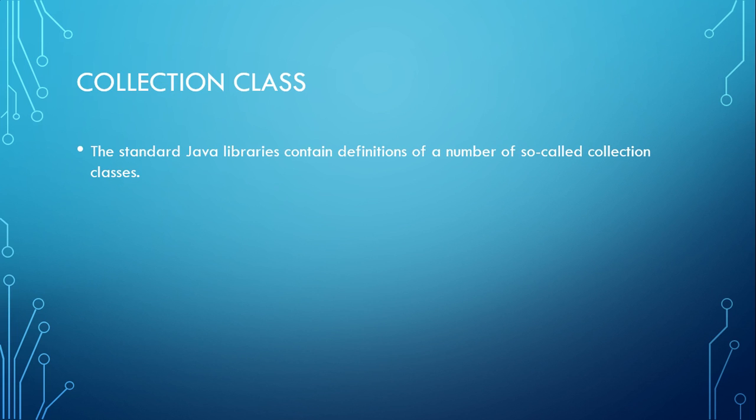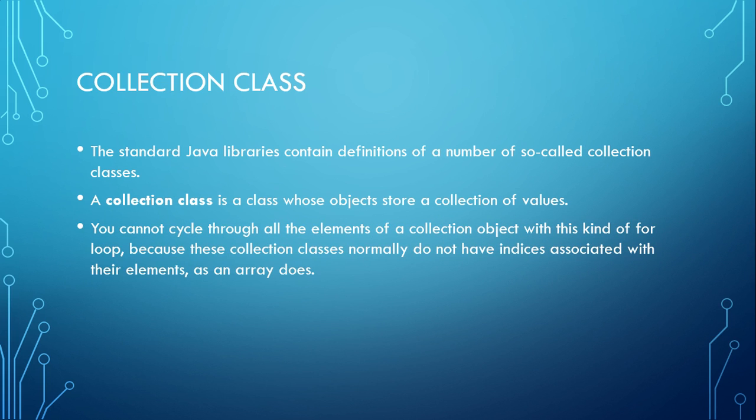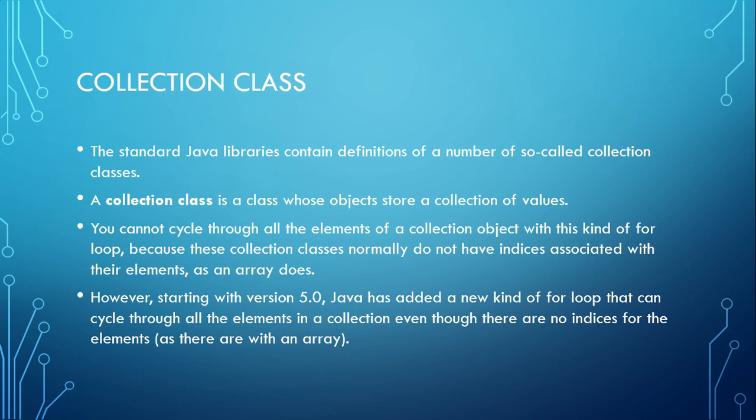Now let's talk about collection classes. The standard Java libraries contain definitions of a number of so-called collection classes. A collection class is a class whose objects store a collection of values. It kind of makes sense. Now, you cannot cycle through all the elements of a collection object with this kind of for loop, the kind that we just showed on the previous page, because these collection classes normally do not have indices associated with their elements as an array does.